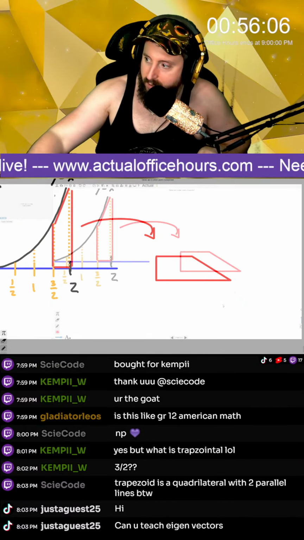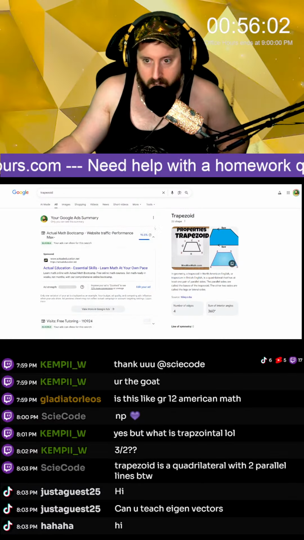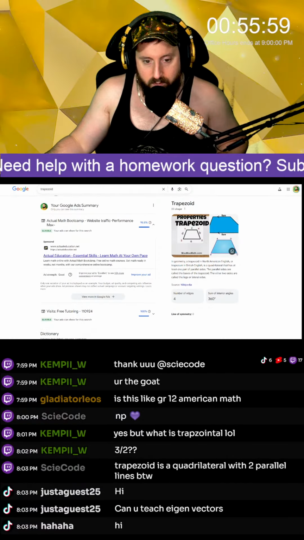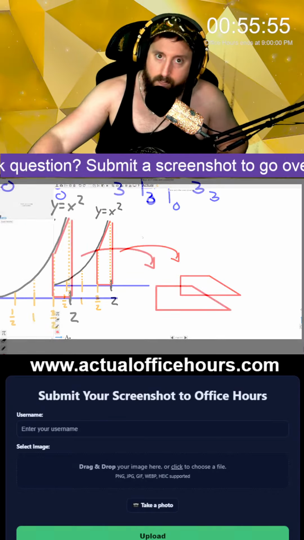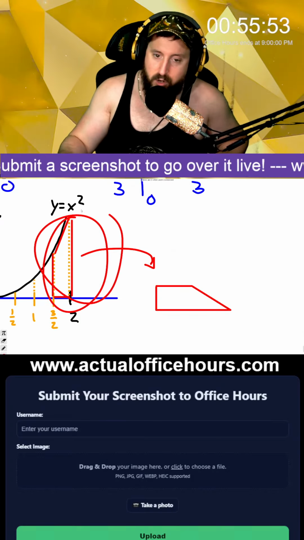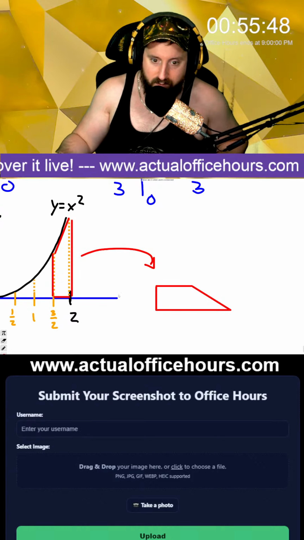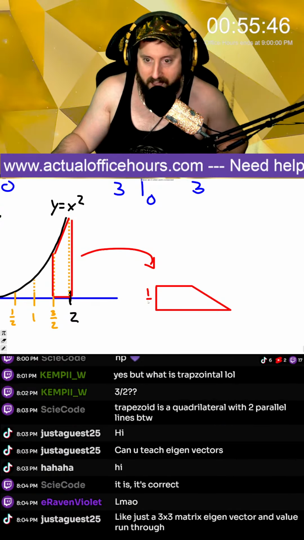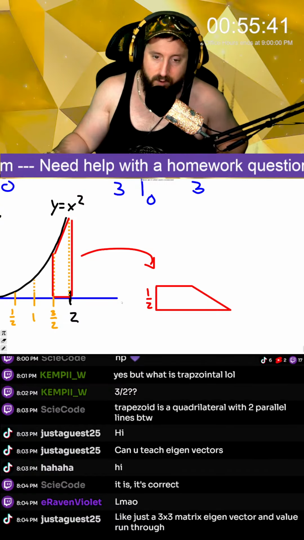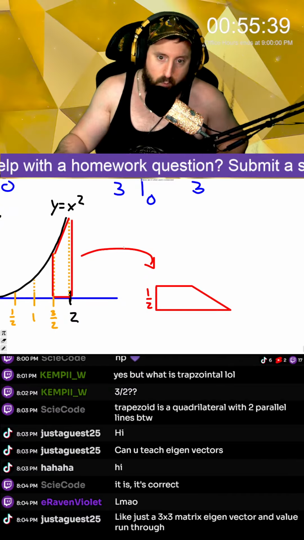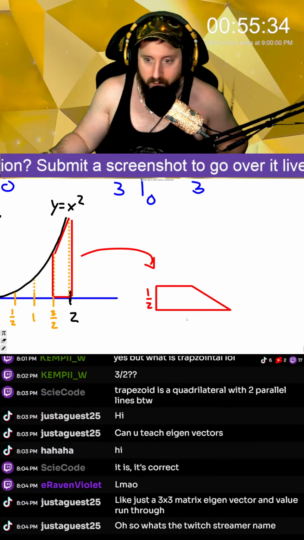I'm pretty sure this is a trapezoid, right? Am I crazy? Yeah. One of the sides can be 90 degrees for sure. Okay. So this right here is a trapezoid, right? Where this is the same as this. And so this is going to be equal to 1/2. This distance, for instance, would be whatever the height of this is, which is the value of the function at x equals 2.